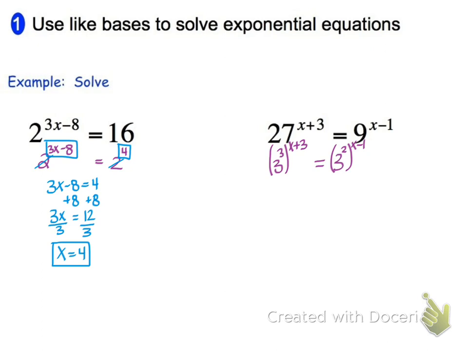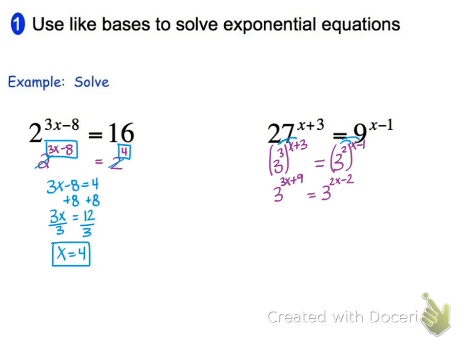If we remember some of our exponent rules, when I have an exponent being raised to another exponent, I can multiply. So I can rewrite the left side as 3 to the 3x plus 9, and the right side is 3 to the 2x minus 2. Notice that I distributed when I was multiplying there. You have to make sure that you distribute those exponents to both pieces.